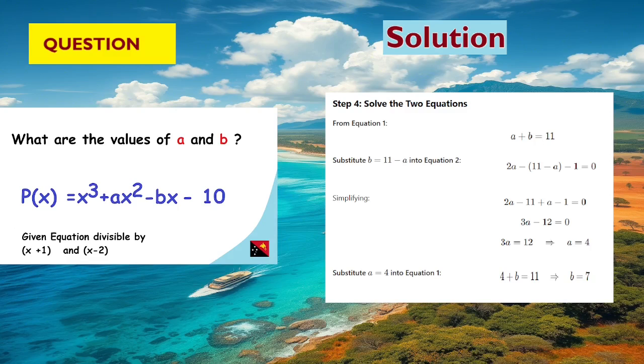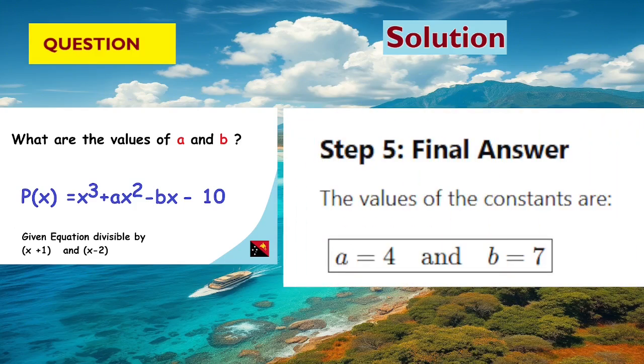Substitute a equals 4 into equation 1: 4 + b equals 11, so b equals 7. Step 5, final answer. The values of the constants are a equals 4 and b equals 7.